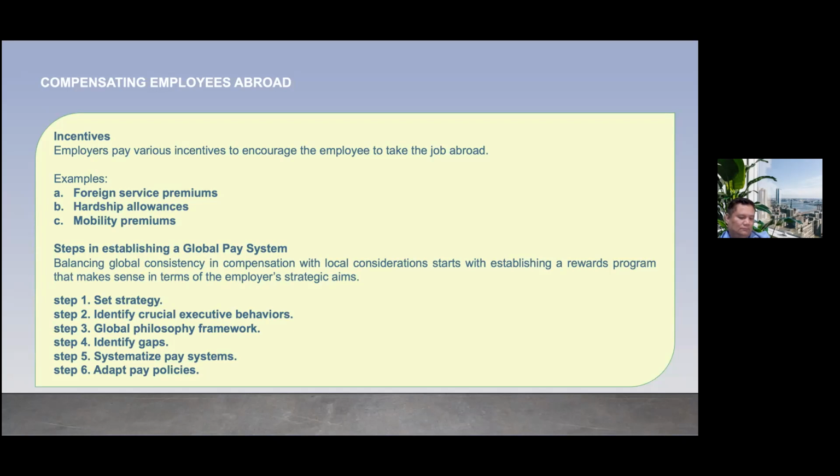For example, some U.S. diplomats posted to Iraq receive about a 70% boost in their base salary, among other incentives. There are also mobility premiums that are typically lump sum payments to reward the employees for moving from one assignment to another. Now we have here the steps in establishing a global pay system.